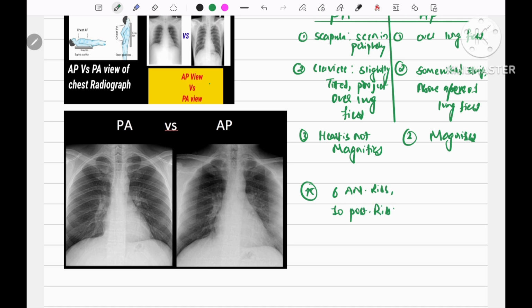And if there are more than 6 anterior ribs and more than 10 posterior ribs, then we assume the picture of PA view is hyperinflated. We normally see 6 anterior ribs and 10 posterior ribs. If there are more than 6 anterior ribs and more than 10 posterior ribs, then the lung field is inflated.